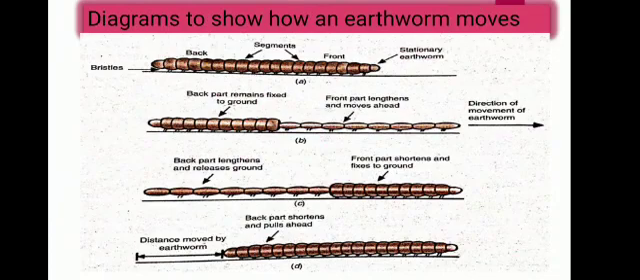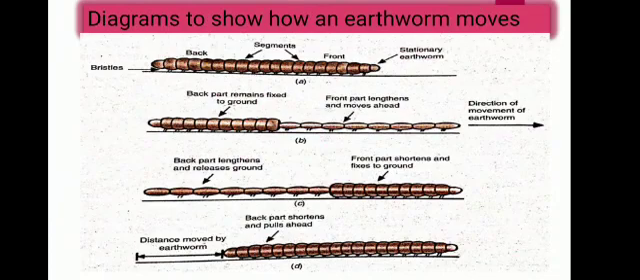By repeating these steps, the earthworm keeps on moving further, and the body of the earthworm secretes a slimy substance. Slimy means a moist, soft and slippery substance which helps in its movement.